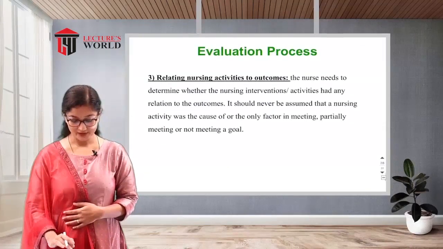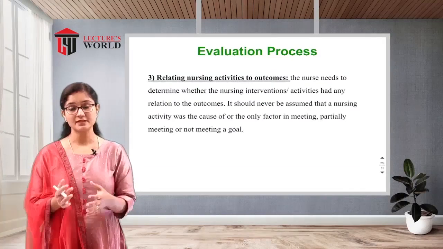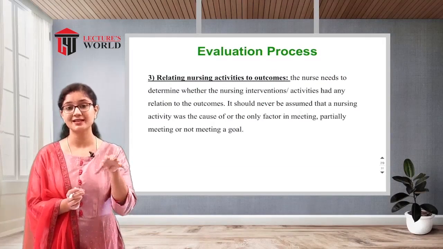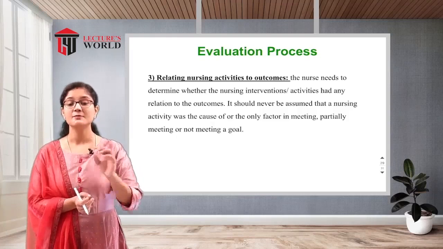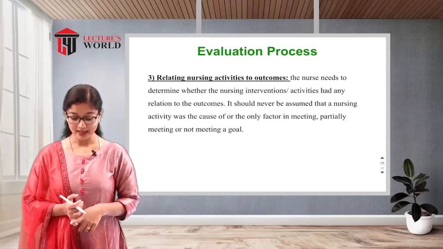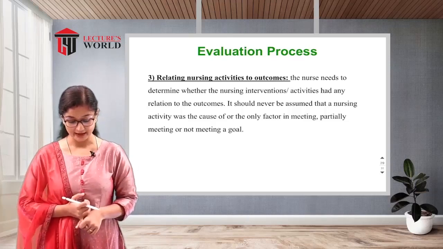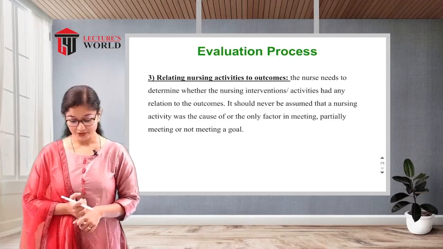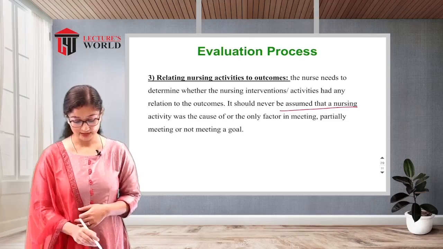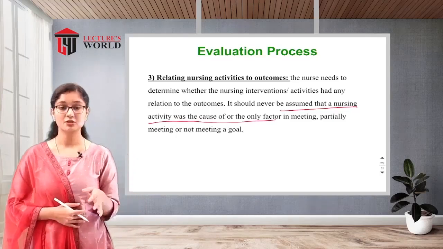Next in the process is relating nursing activities to outcome. So we have seen just now how we are going to write our evaluation. First was collecting data, then how we are going to formulate the evaluation. Next is relating nursing activities to outcome. The nurse needs to determine whether the nursing intervention had any relation to the outcome. It should never be assumed, this is very important, that the nursing activity was the cause or the only factor in partially meeting or not meeting a goal.